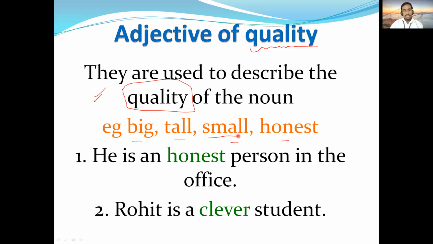Fine. Again, we can relate it with small bird, small boy, small town, small village, a number of things. Honest we have already studied, so let's not waste time here. We can see some examples here. He is an honest person. Remember, we have studied articles. At that time I taught you how to pronounce it. Nobody is going to say 'honest' with an H. The H is silent here. He is an honest person in the office. So here, honest is an adjective which describes the person. Then, Rohit is a clever student. Clever is an adjective which is describing the noun student. This way we can do it.